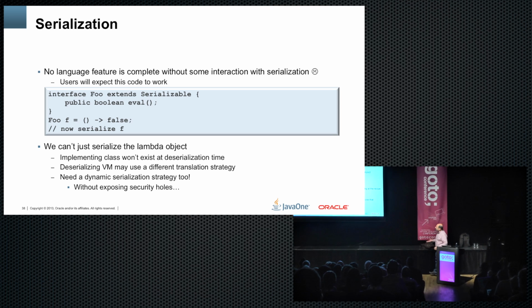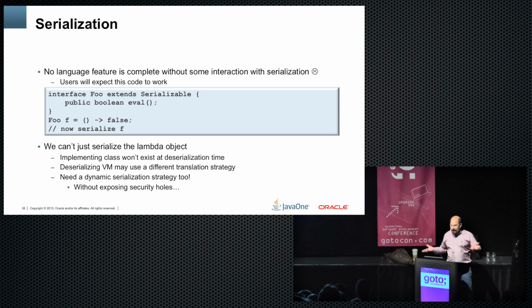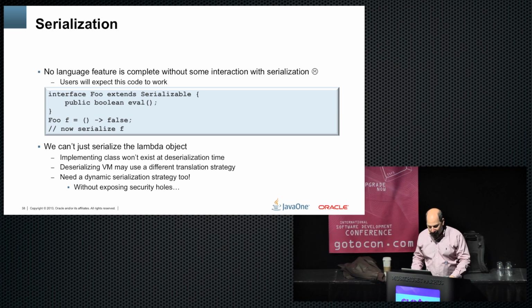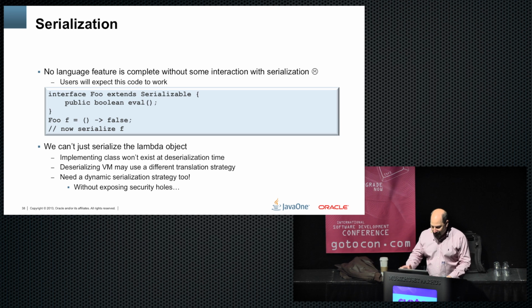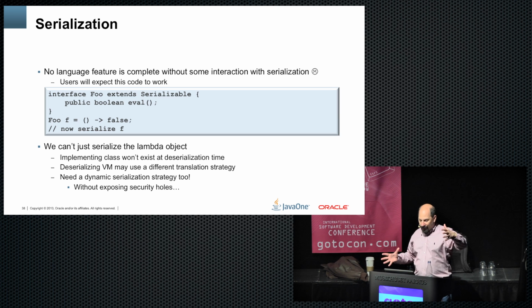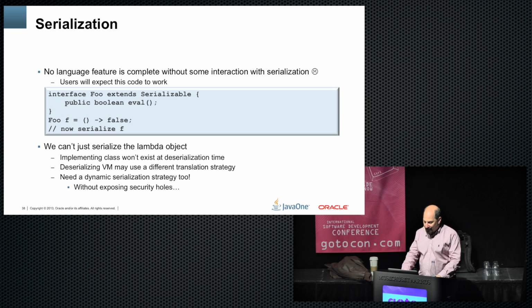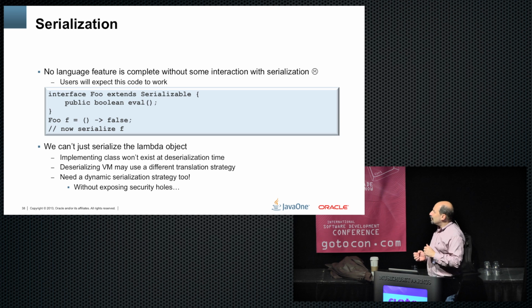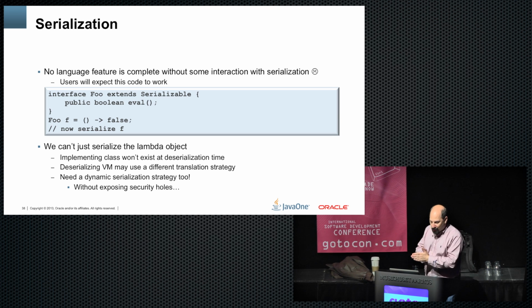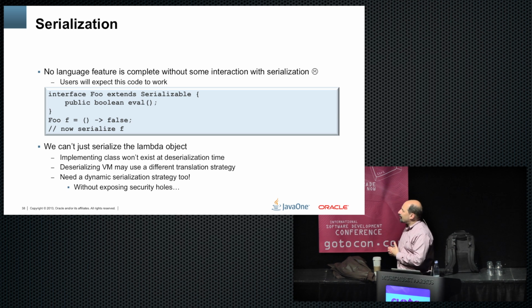So the trick here is, just like the Lambda capture site is a recipe for a Lambda, the serialized form needs to be a recipe for the Lambda as well. And we can use the existing hooks in serialization, readResolve and writeReplace, to serialize to a recipe of, here are all the things that went into the call site. And then at deserialization time, we reconstitute that into a new Lambda capture using whatever translation strategy is current at the time.